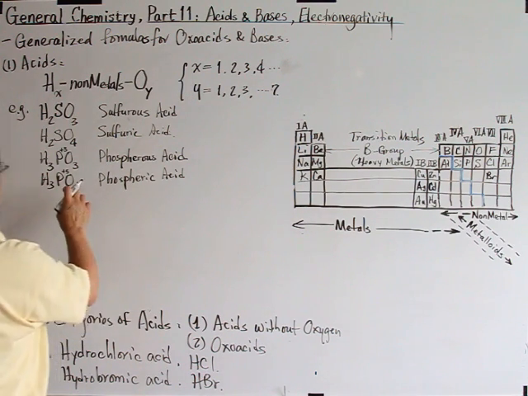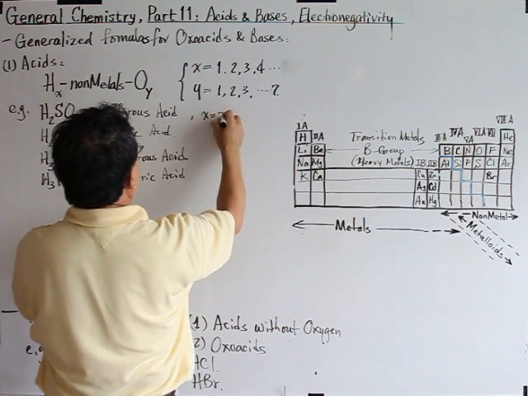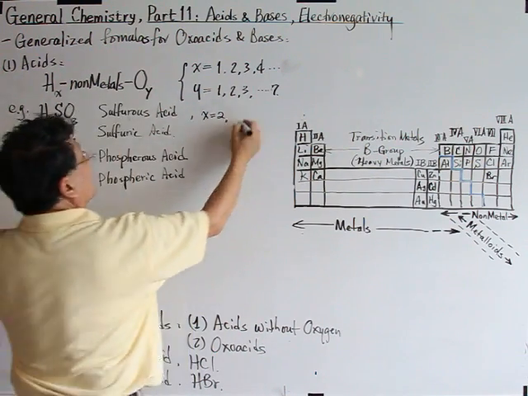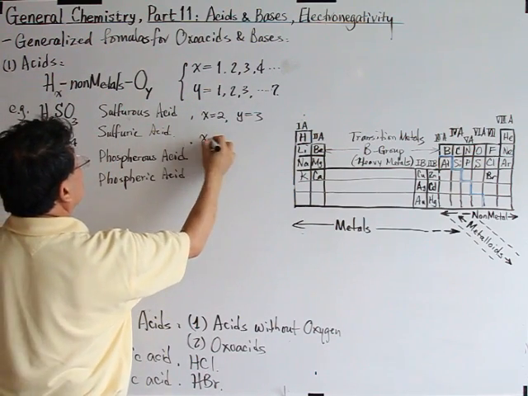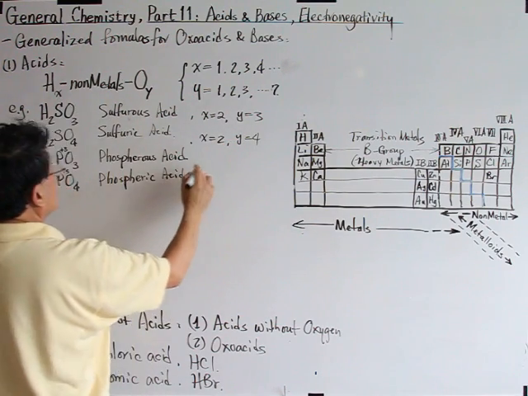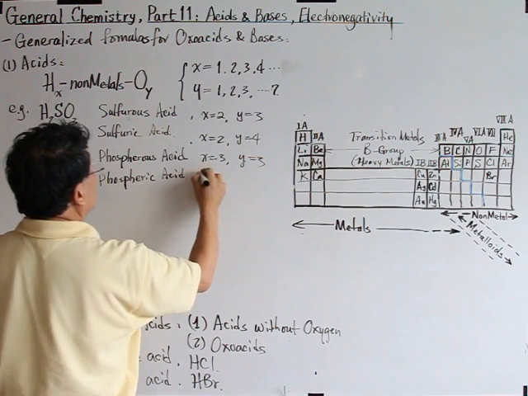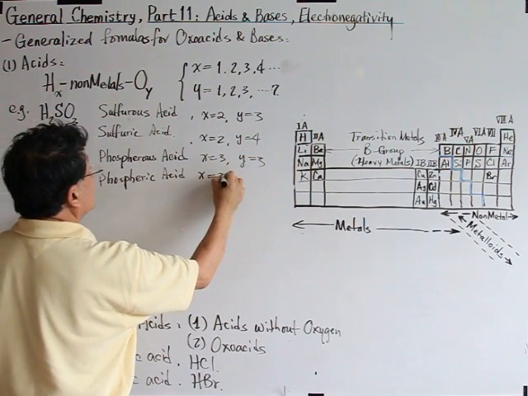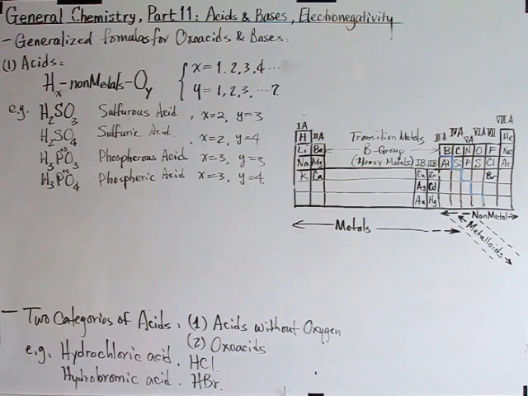And in this case, the X is what? X equals 2 and Y equals 3. Now this one, X equals 2, Y equals 4. Now this one, X equals 3, Y equals 3. And this one, X equals 3, Y equals 4. There's more.